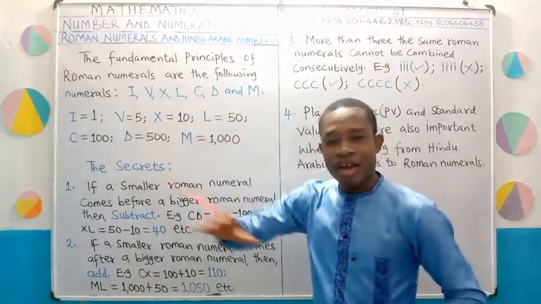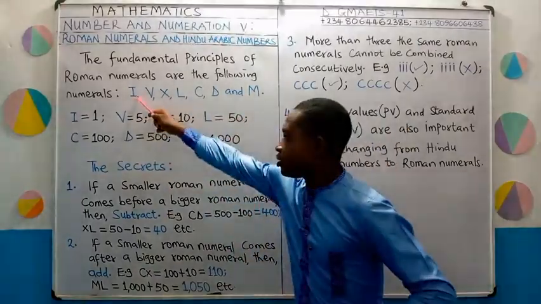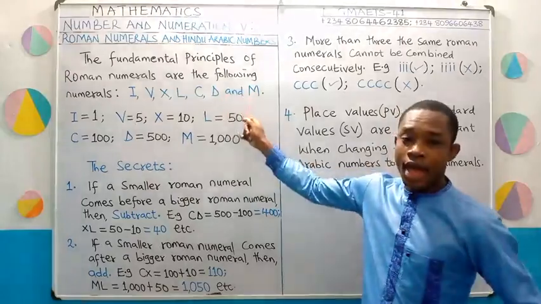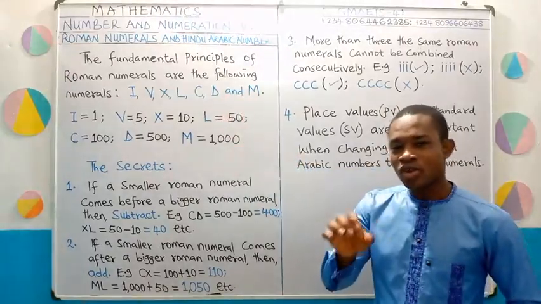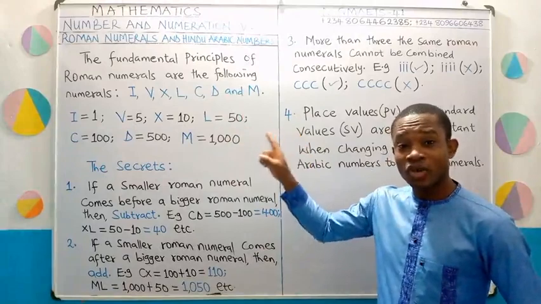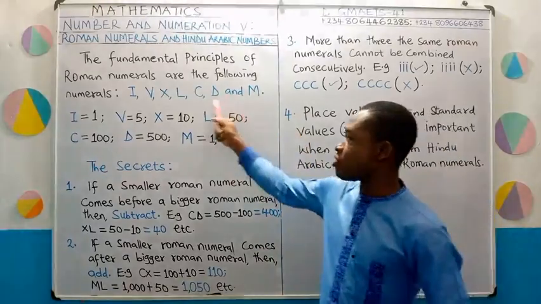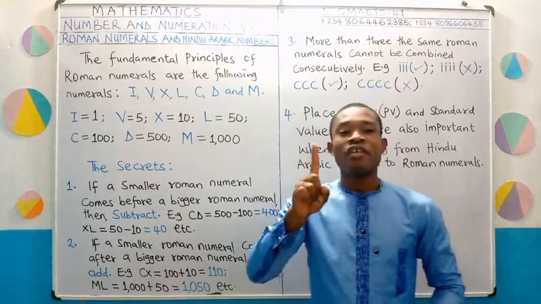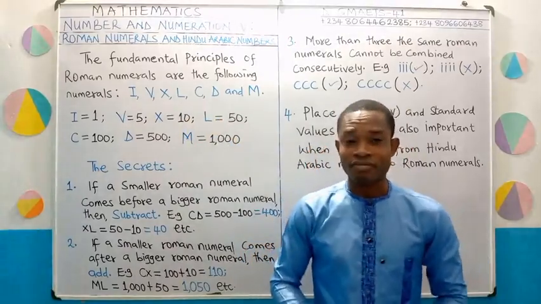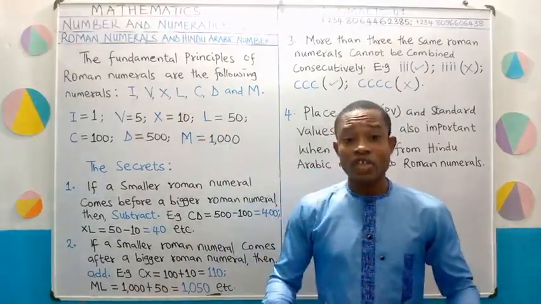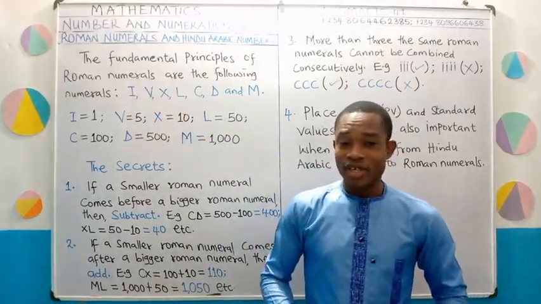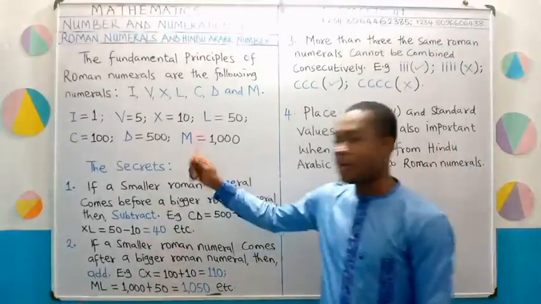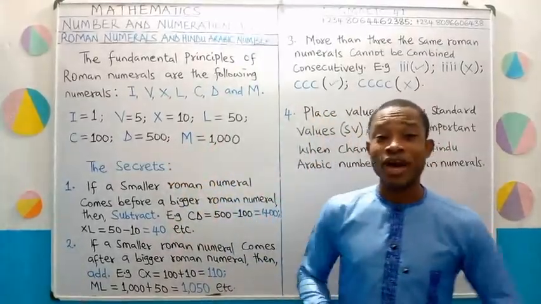These numerals are very important. First, I, V, X, L, C, D, M. Anyone that wants to learn Roman numerals must first of all be able to identify what these numerals represent. So let us go. I represents 1. V represents 5. X represents 10. L represents 50. You can see them on the board. C is equal to 100, D is equal to 500, and M is equal to 1000.